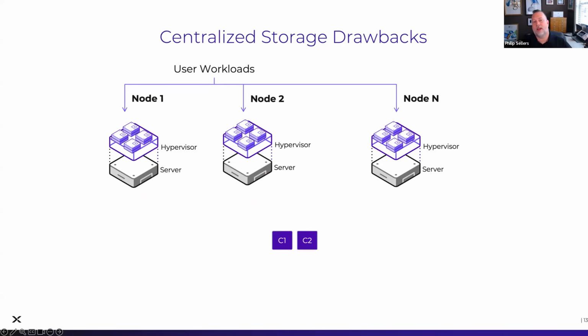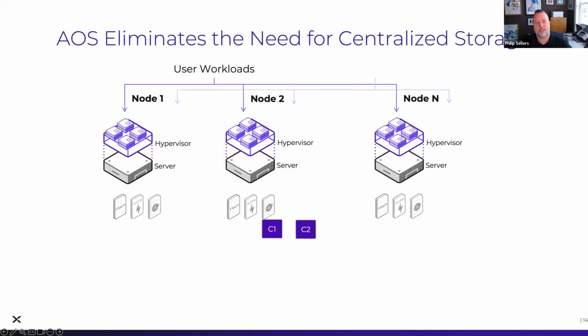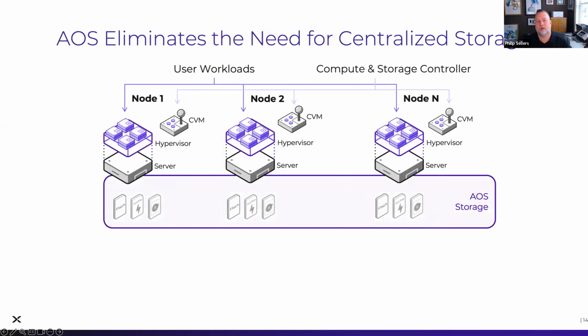So let's throw that all away. Let's refactor this, add local disks to the node, and then let's pull those together and create a storage pool. We call this the distributed storage fabric. AOS storage here in the middle eliminates that need for centralized storage. And those dual controllers we talked about in traditional storage have now moved into this CVM, or the controller virtual machine. This is the brains of a Nutanix cluster.